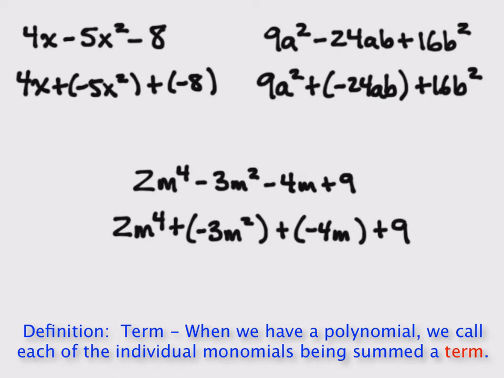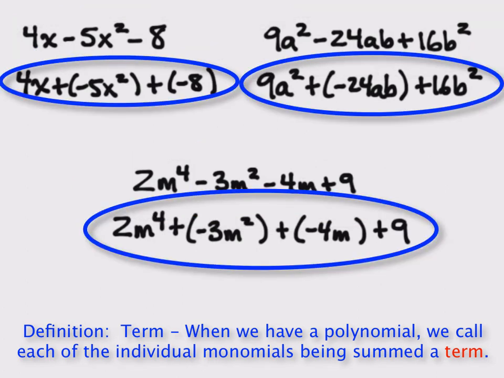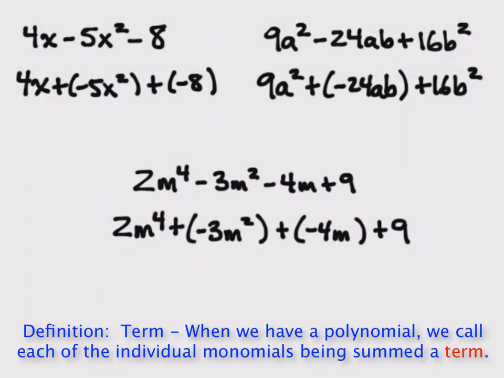And note, we're not often going to rewrite these polynomials using addition, so it's really important that when you see a polynomial like this one, you immediately recognize that the terms are negative 5x squared and negative 8. Some people might think it's just regular 5x squared and regular 8. Not the case. Negative 5x squared and negative 8.